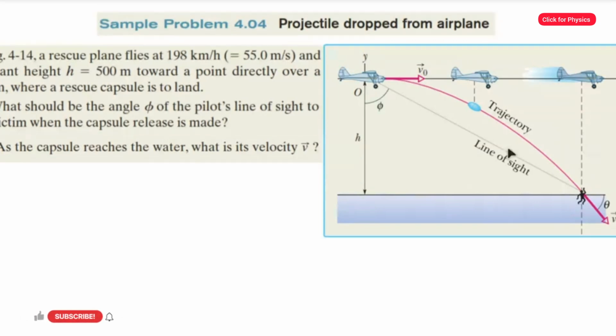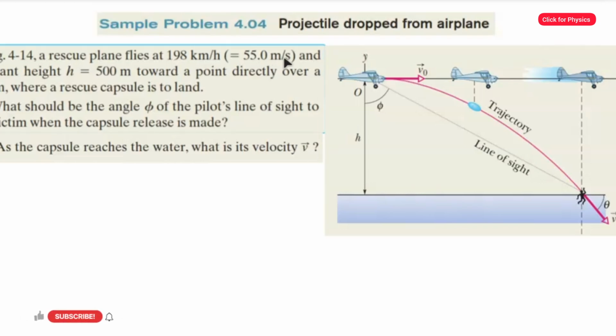So what is given in the figure? A rescue plane is going to give the rescue capsule near to this victim. And here the pilot has to land this capsule near to this guy. So for that, we need the angle. And the flight is exactly at this constant height h equal to 500 meter, and also the flight initial speed v0 equal to 55 meter per second.